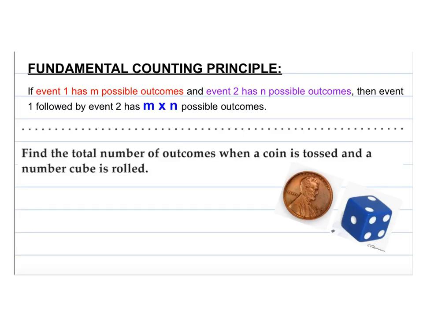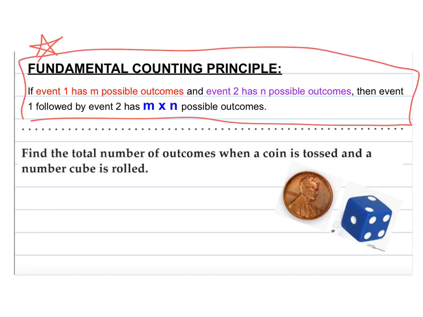Okay, now the fundamental counting principle. This is another way to find total outcomes without having to make tree diagrams. So write this down here. This is like the rule or the how we find it.